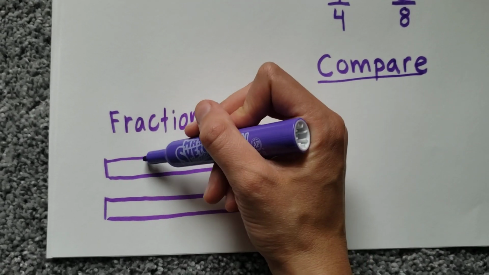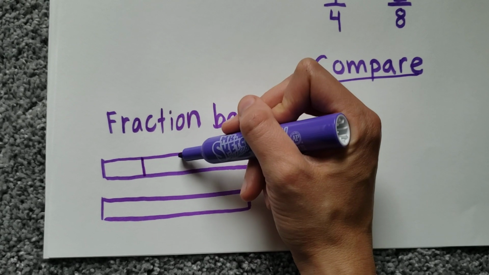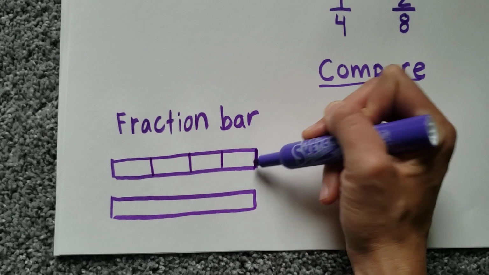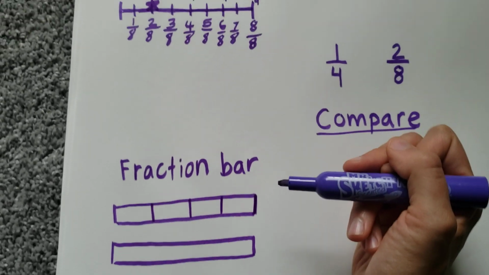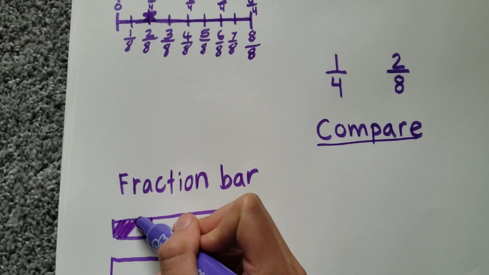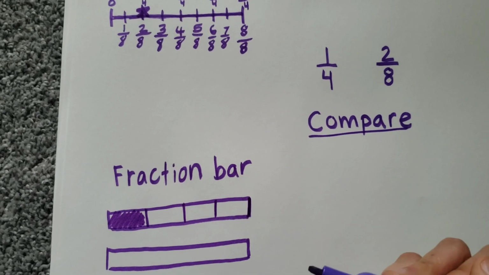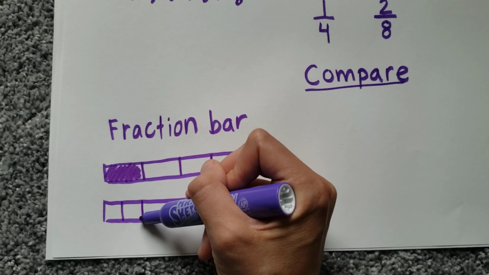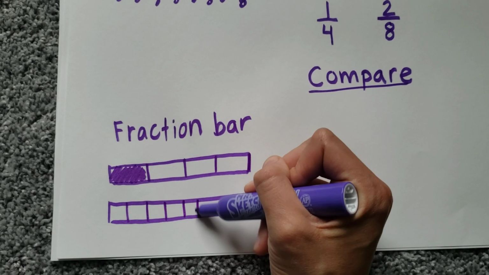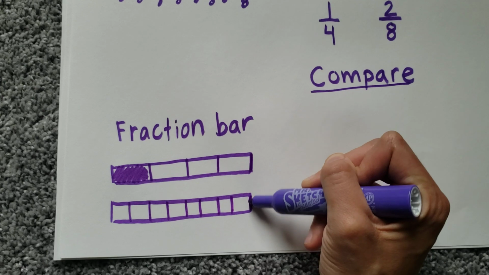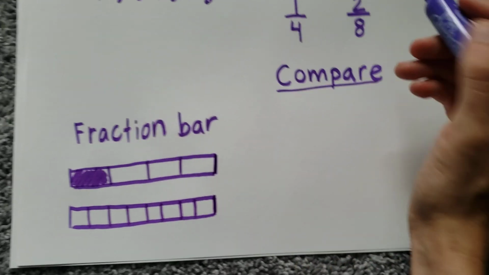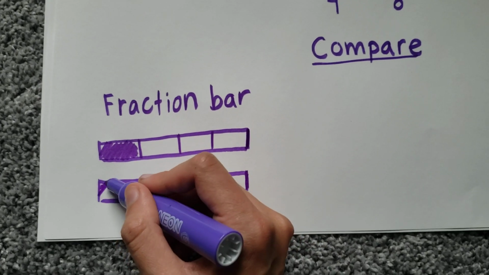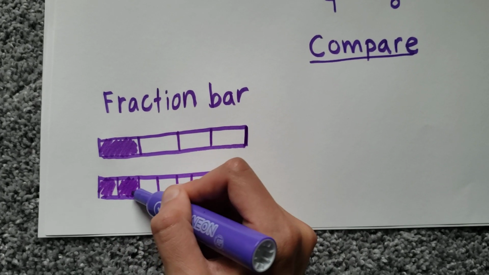Now I'm going to break the first one into 4 equal parts. 1/4, 2/4, 3/4. 4/4 is the end of the line, which is the whole. I can shade in 1/4. Now, for the next one, I need to break it into 8 equal parts. 1/8, 2/8, 3/8, 4/8, 5/8, 6/8, 7/8, 8/8. That's a whole. I need to shade in 2 out of 8 parts. So I'm going to color in 2 out of 8 parts.